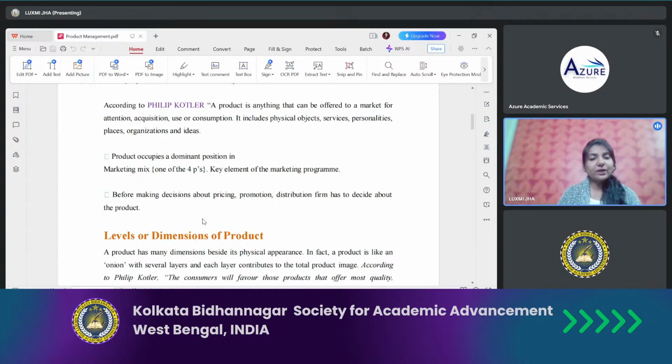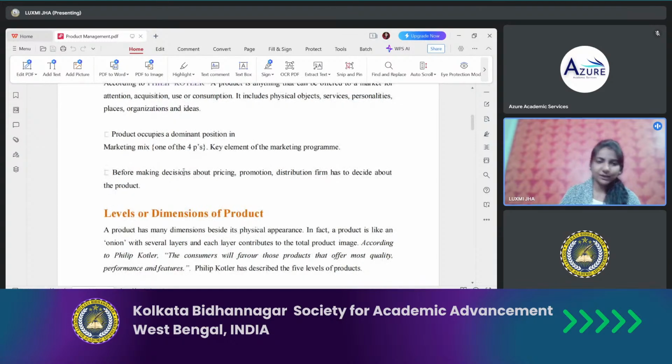Before discussing the four P's in detail, I will just mention what the four P's are so that it becomes familiar. So price, product, place, and promotion. These are the four elements of the marketing mix, the four P's, of which one P is the product.